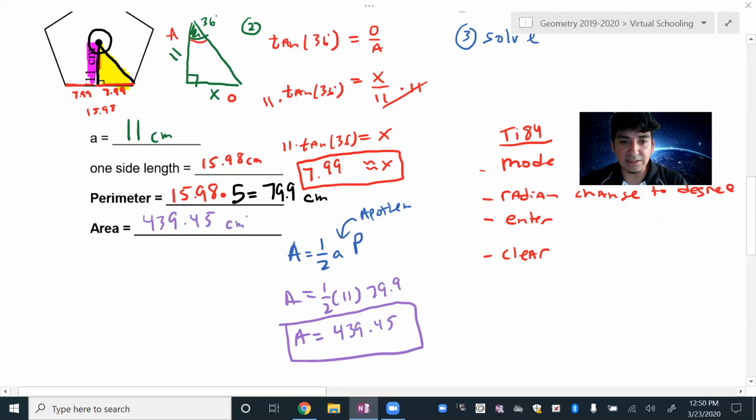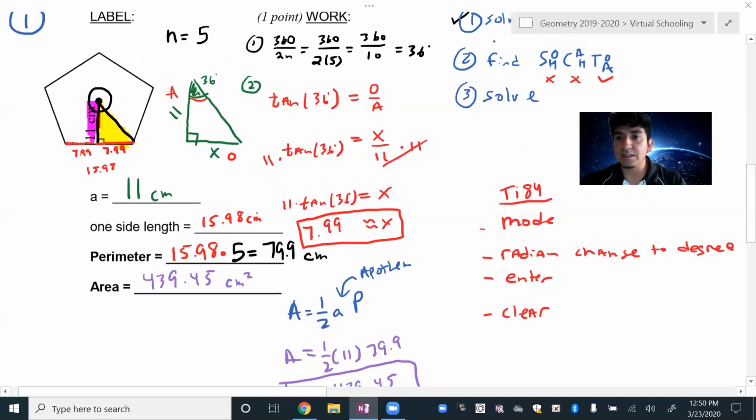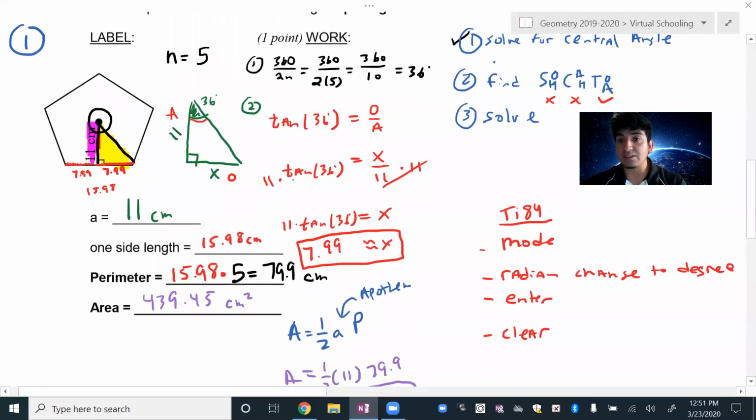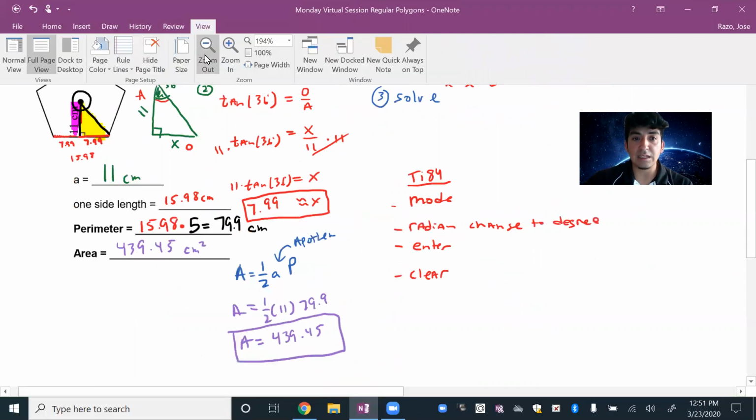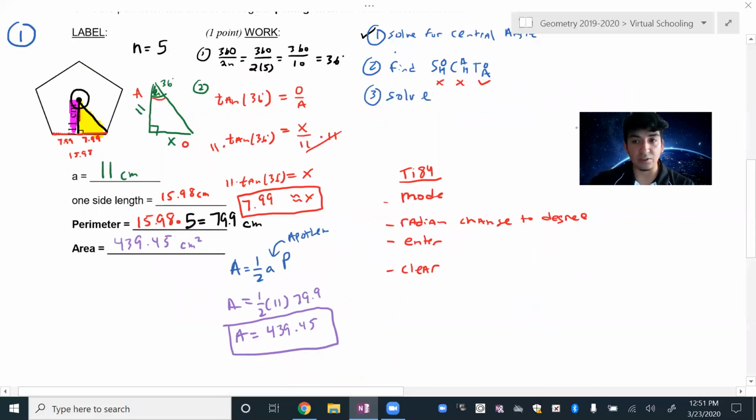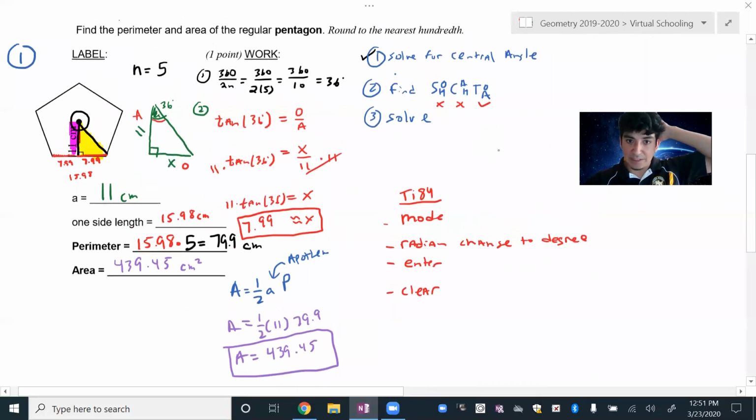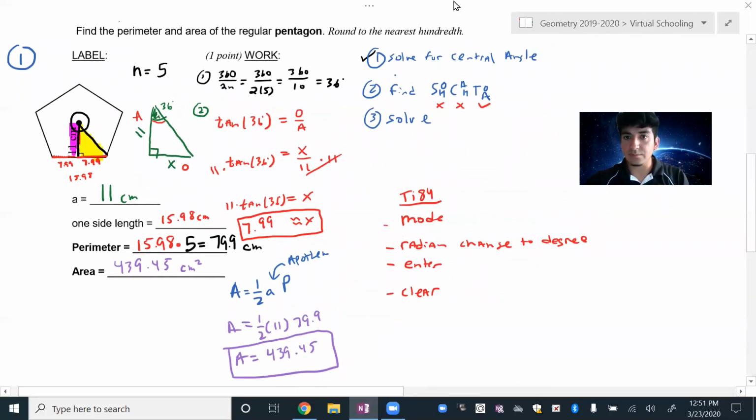Okay. So there you go. This is the problem where it requires all these steps. There's no way around it. You're going to have to work through it. But if you're needing any help, just let me know. Shoot me an email, shoot me a message on It's Learning, and I'll be more than happy to help you out whichever way I can. Okay, guys? All right.